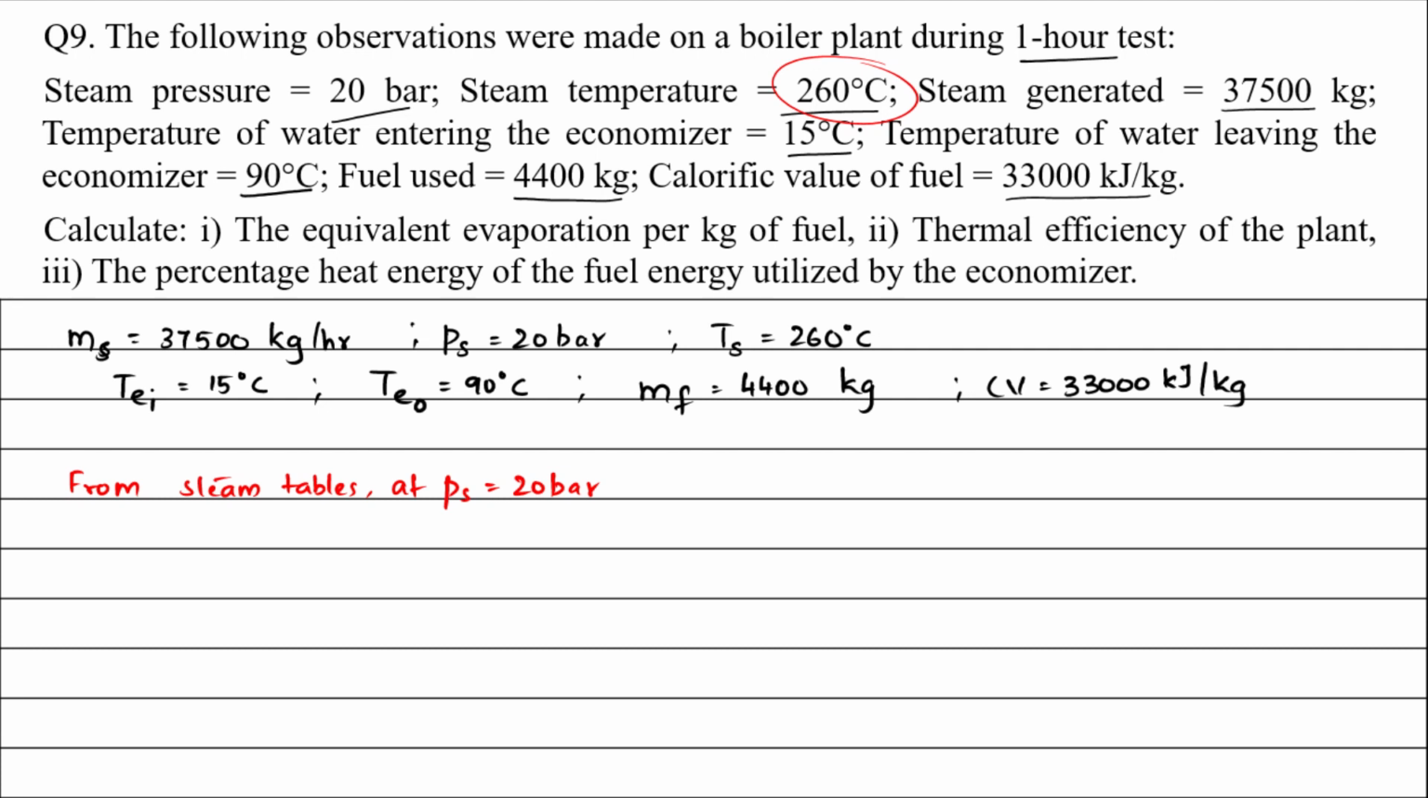At ps equal to 20 bar, I observe that the saturation temperature is 212.4 degrees Celsius. This implies that the temperature of the steam is greater than the saturation temperature. So the condition of the steam is superheated; superheated steam is generated.